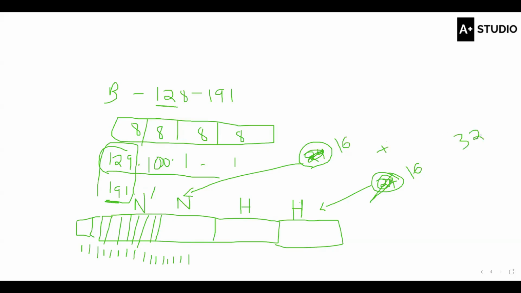So in the class B network, the first 2 octets are for the network, and then the last 2 octets are used for the host portion, making it 32 bits. But in a class B IP address, the first 2 octets in the network address are the higher order bits.